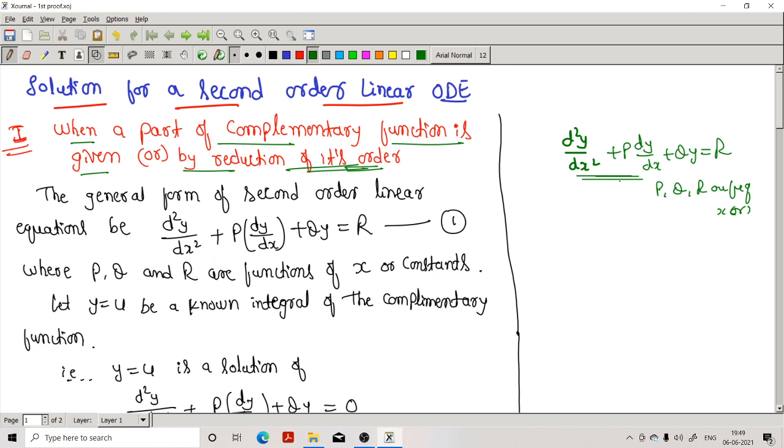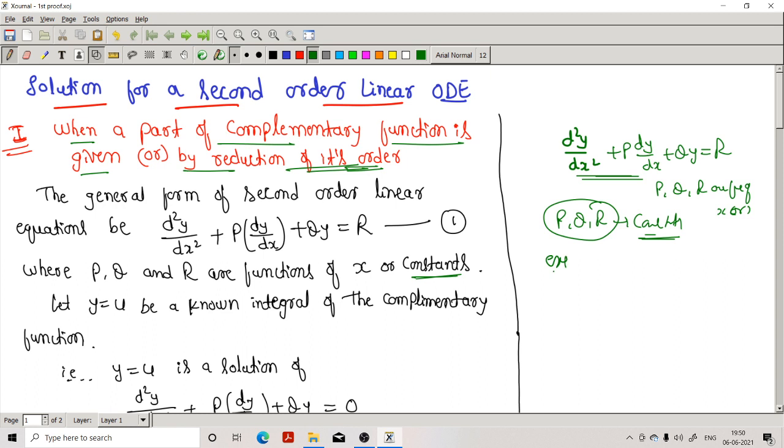As I have already told, there are many methods of solving second order linear differential equations, where P, Q, R are functions of x, or maybe constants. So what happens if P, Q, R are constants? All P, Q, R are constants. If all are constants, we call this a linear differential equation having constant coefficients. If all P, Q, R are constants, then it is said to be a second order linear differential equation with constant coefficients.